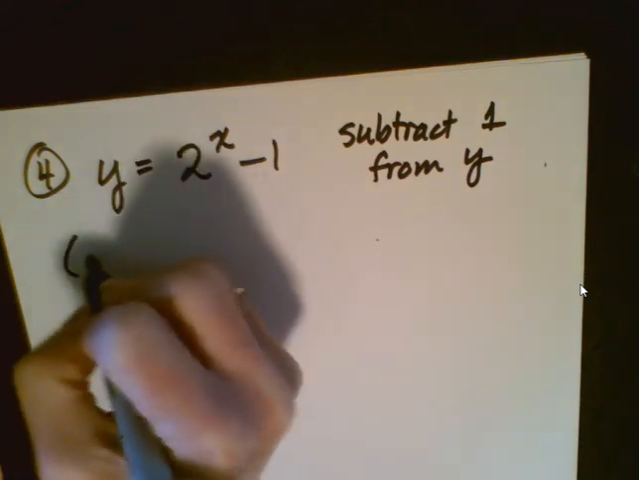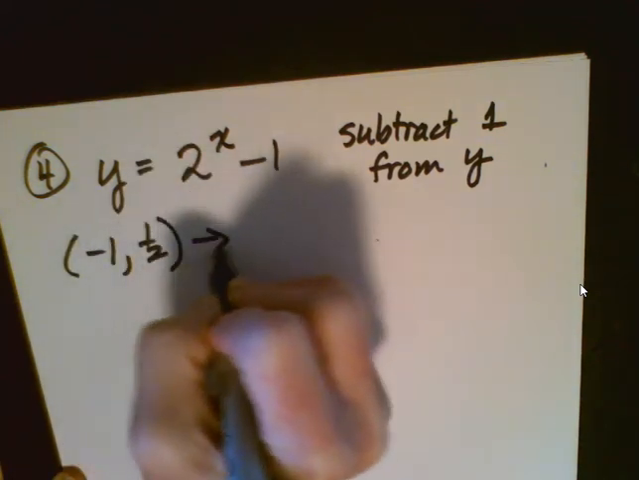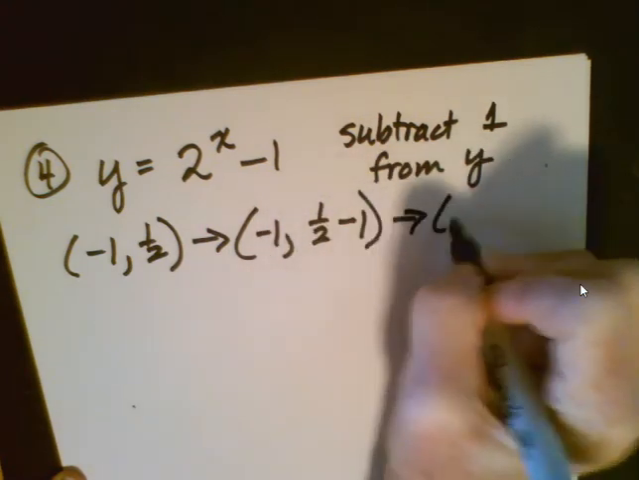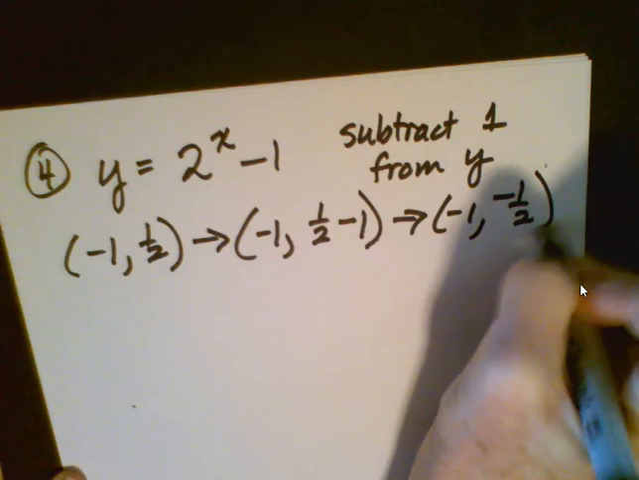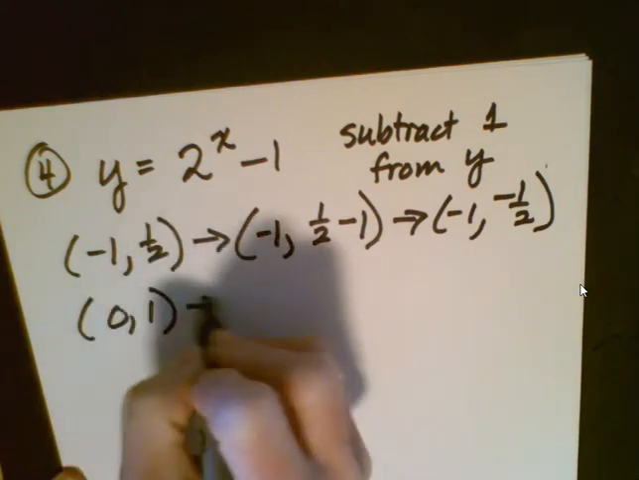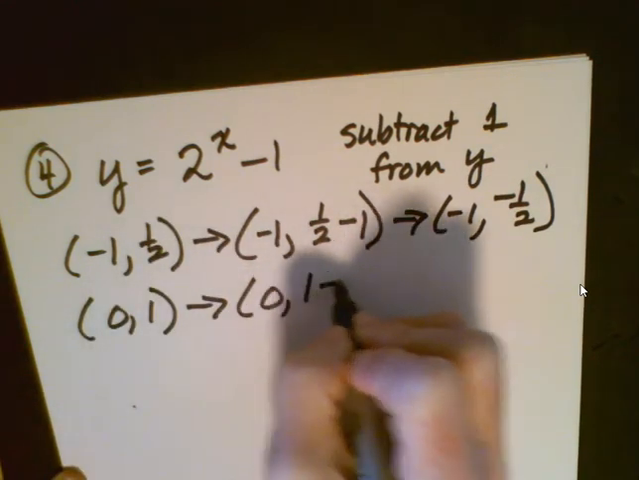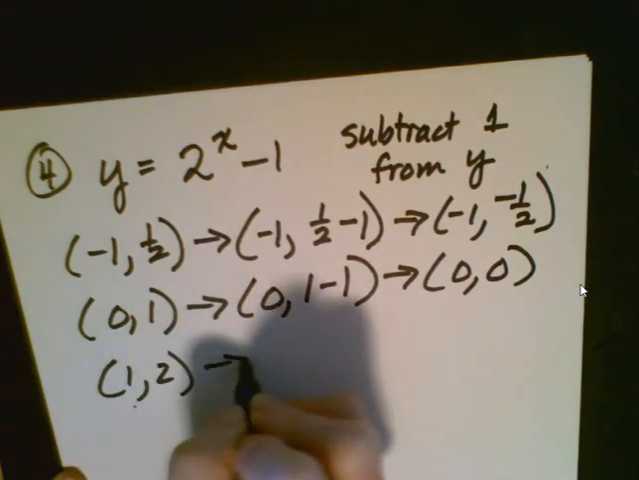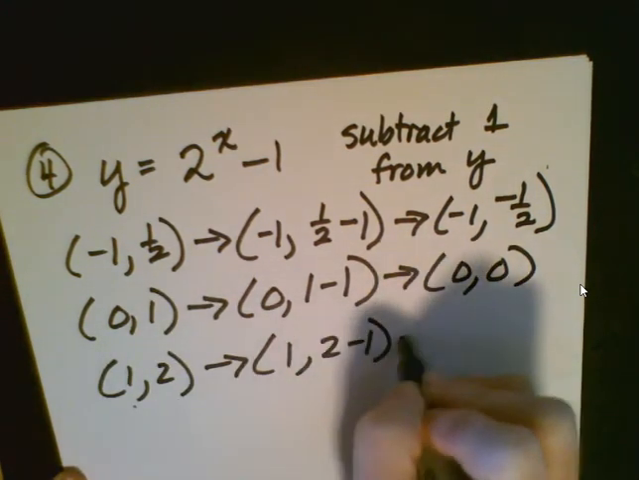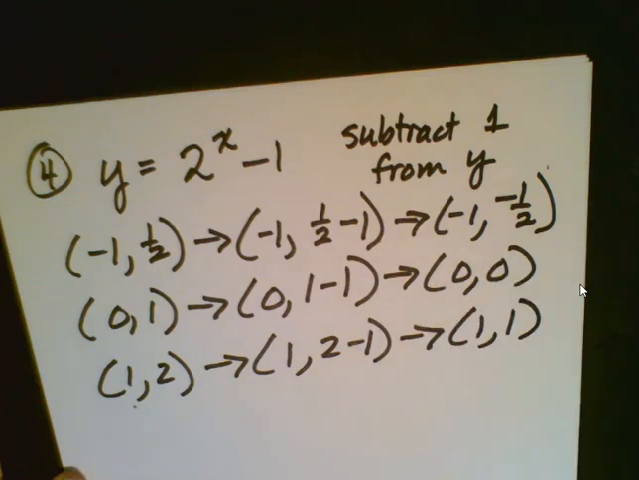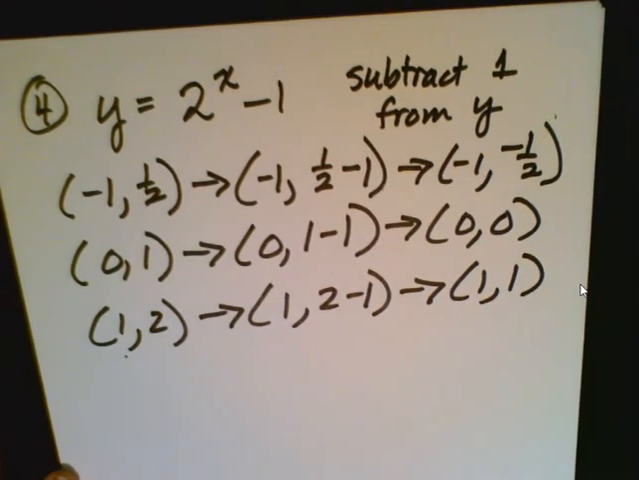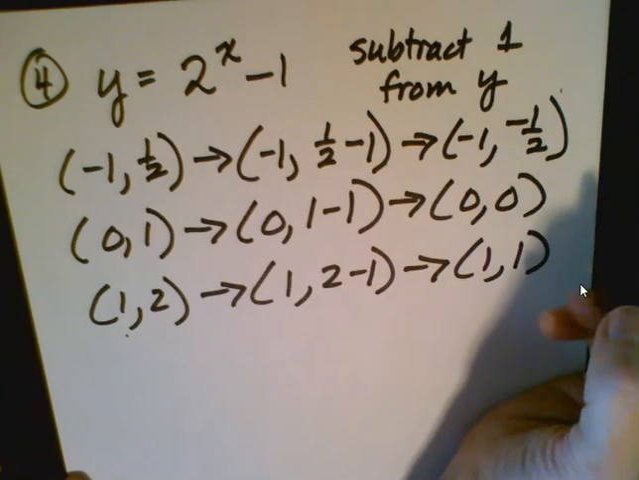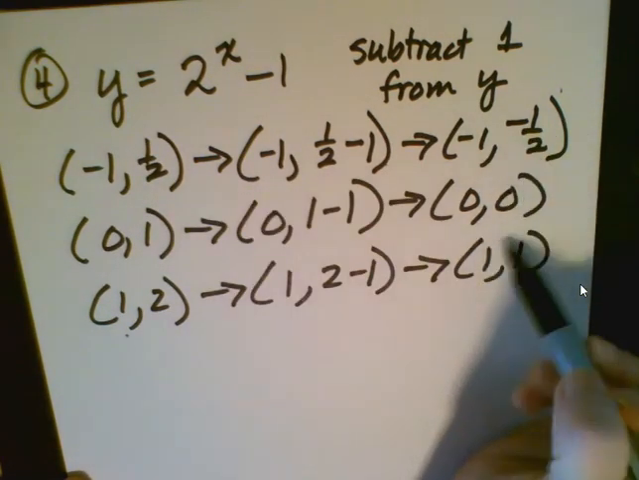Same 3 points, negative 1, 1/2. So it's negative 1, 1/2 minus 1, negative 1, negative 1/2. 0, 1, 0, 1 minus 1. Now we're at the origin. And 1, 2, 2 minus 1, and we're at 1, 1. Shifting the whole thing down 1. Now, you should sketch some of these graphs to see. I'm just trying to save time by not sketching them because I assume you can plot points.